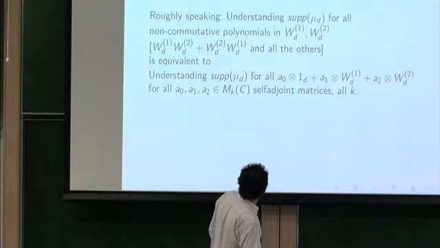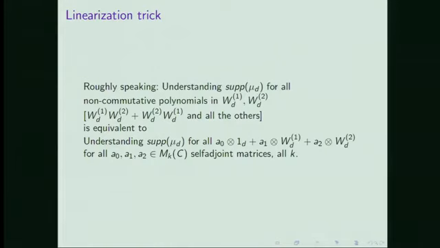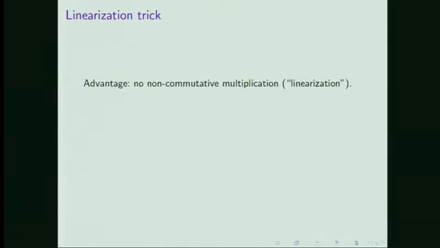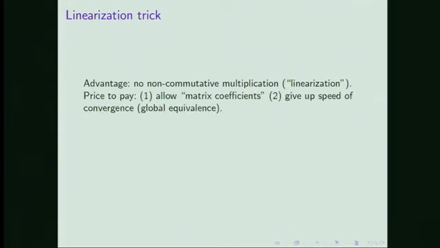And so let me comment a little bit on that. The advantage is that we don't have to deal anymore with non-commutative multiplication. This is why this is called the linearization trick. But of course we have to pay a price for this, and it can be an expensive price. Actually, it depends. We have to allow matrix coefficients instead of just complex coefficients. And also, something important for the purpose of quantum information theory, we have to give up understanding the speed of convergence. Somehow it's a global equivalence between two things, and there are no well understood quantifiers of how to fine tune the equivalence between the two things.